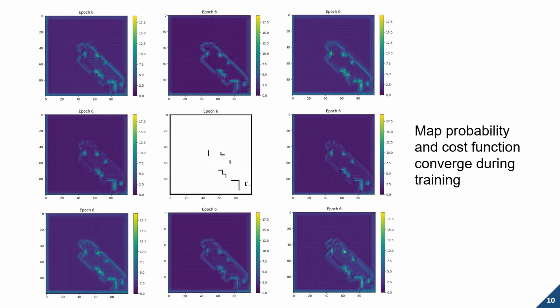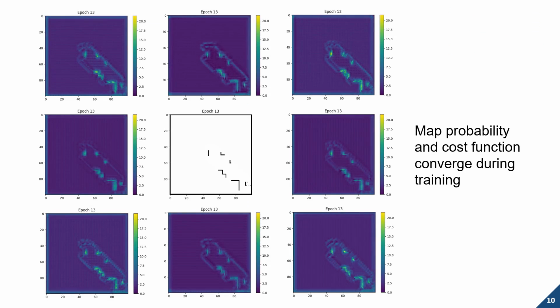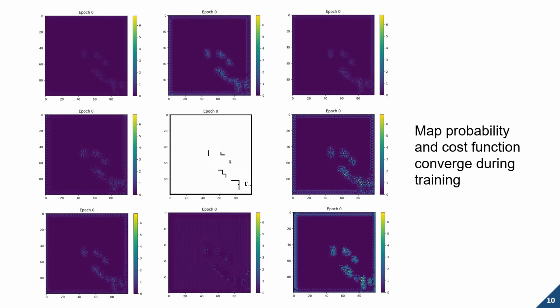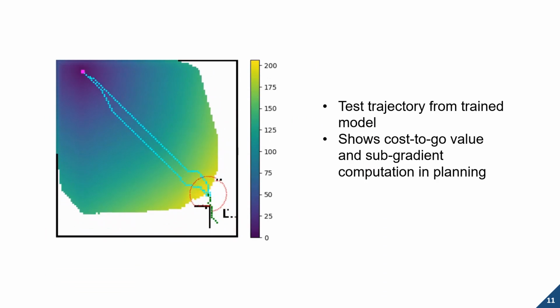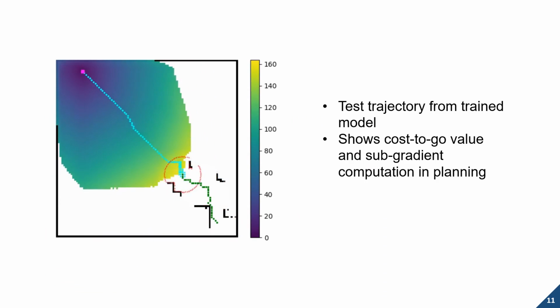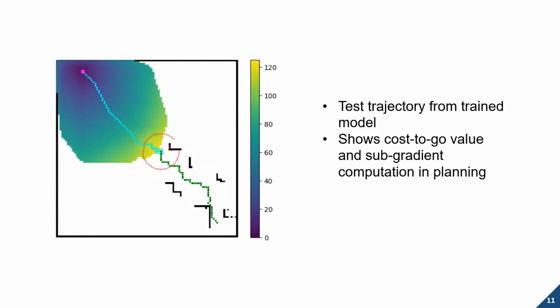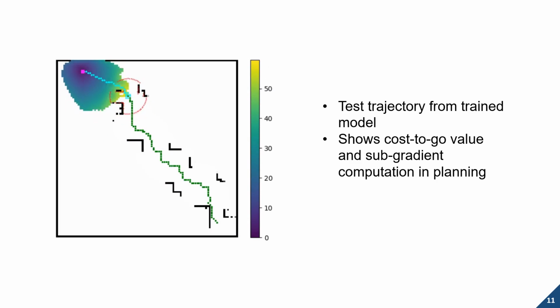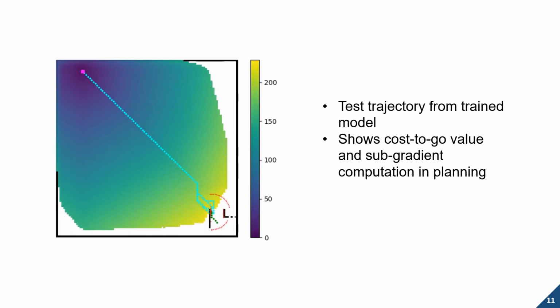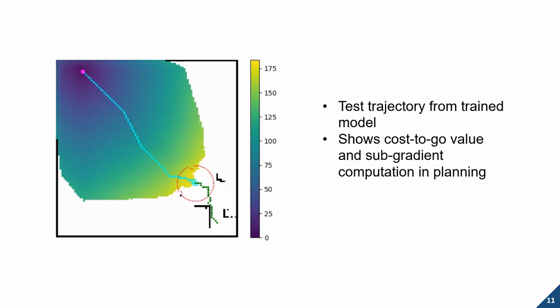Here we show the output of one example during training. The occupancy map probability in the middle, as well as the cost function for each control, converge after 40 epochs. Our model is capable of generalizing the learned cost function to new environments. Here we show a test trajectory that is not seen in the training set. The robot iteratively rolls out the next control by computing the policy at each state.